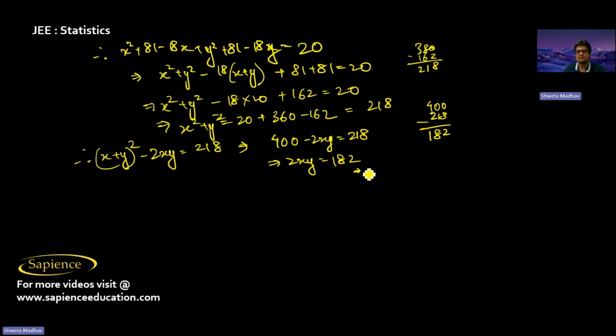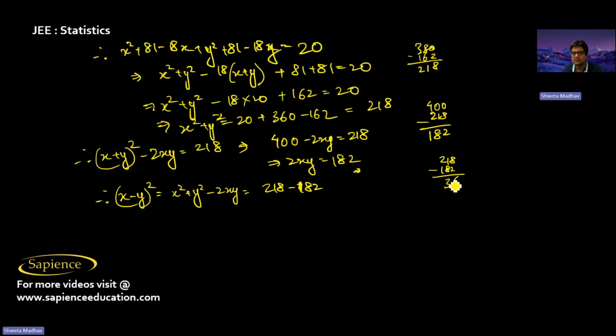So xy is 91. So therefore, x minus y whole square will be equal to x square plus y square minus 2xy. So this will be 218 minus 182, so this will be 36. So therefore, x minus y is equal to 6, since it is told x is more than y.